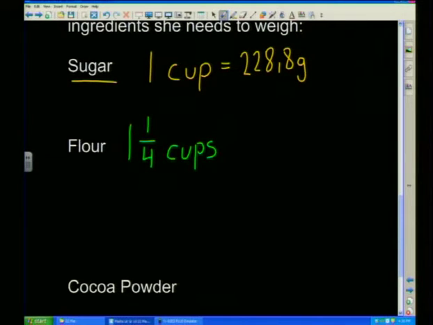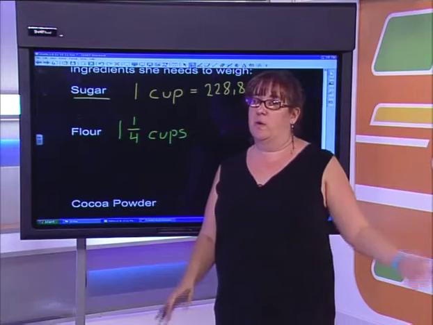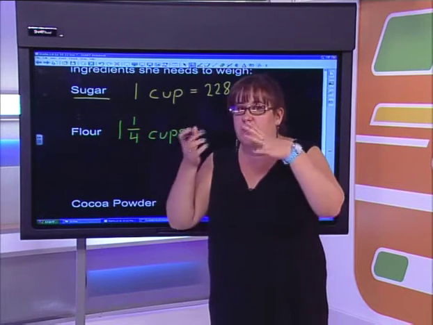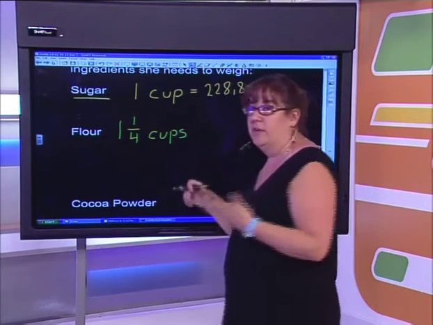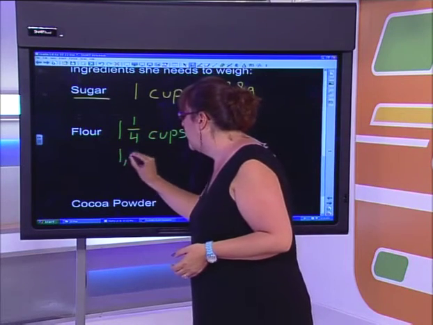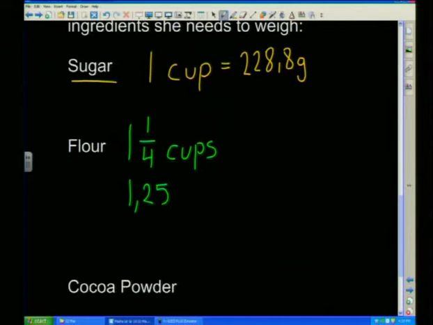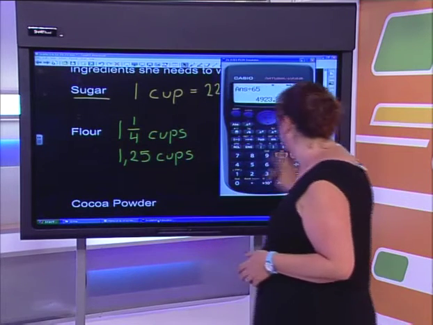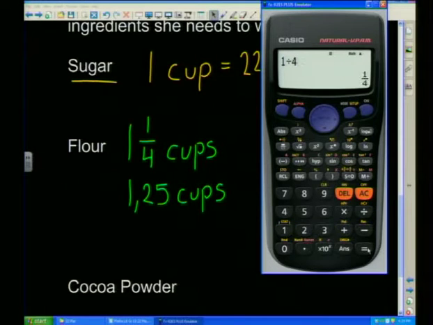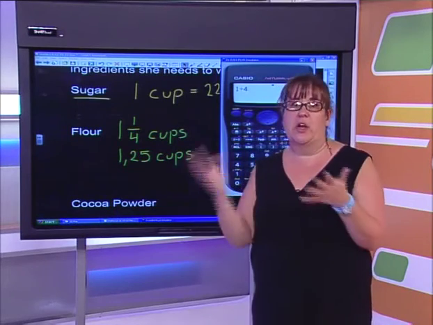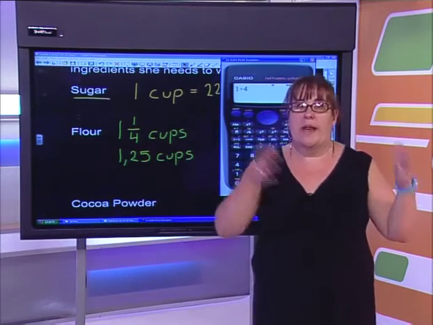Each cup is 228.8 grams. Now, first of all, I can't deal with this 1 1/4. I need to convert that into something that I can actually put onto my calculator. So, what is a quarter? Well, a quarter is actually 0.25, and we should probably know that. That's 1.25 cups. That makes it easier for me to put it onto my calculator. But if you can't work that out, then use your calculator to decide, well, I've got 1 divided by 4, and it'll give you the decimal. Because it's much easier to use 1.25 as a conversion rather than 1 1/4.